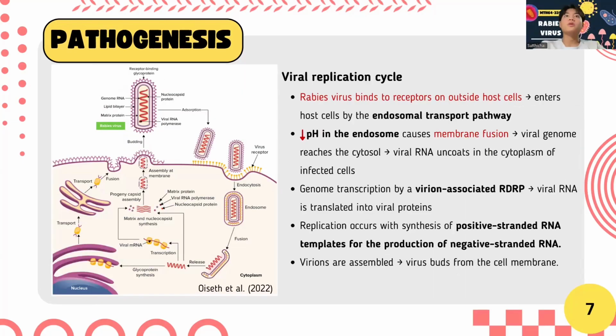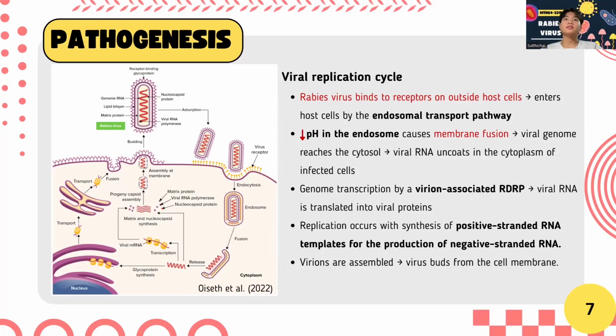As for the next one, we're going to talk about the rabies virus replication cycle. The rabies virus begins by attaching to the host cell receptor and entering via endocytosis. Inside the endosomes, a drop in pH triggers fusion, releasing the viral RNA into the cytoplasm. The viral RNA is transcribed into mRNA by the viral RNA-dependent RNA polymerase.